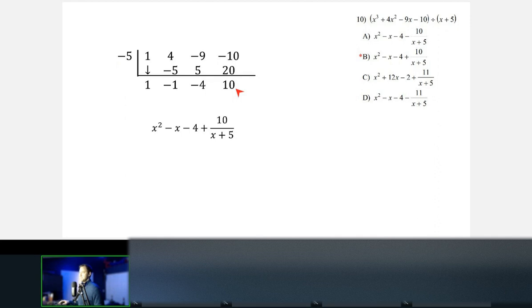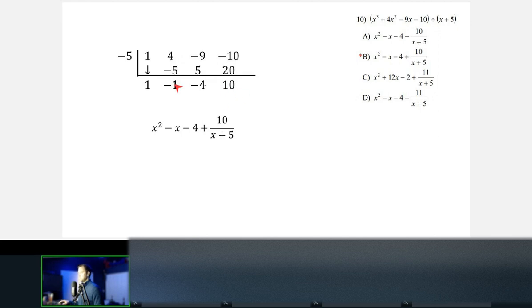So we do synthetic division. I think all of you can do this, right? We drop the 1, -5 times 1 is -5. This plus this is -1. -1 times -5 is +5. Add these together, you get -4. Times -5 is +20. Add these together, you get +10.